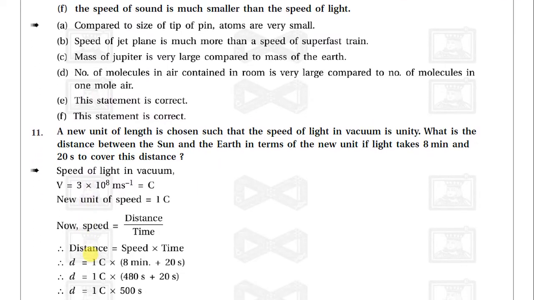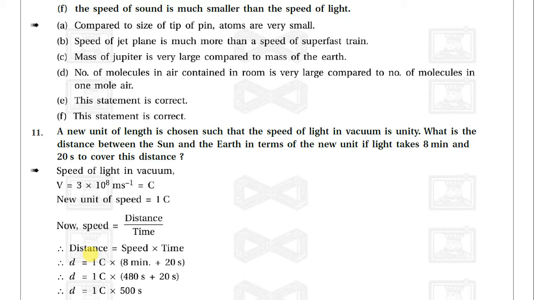See, a new unit of length is chosen so that the speed of light in vacuum is unity. What is the distance between the sun and earth in terms of the new unit if light takes 8 minutes and 20 seconds to cover the distance? So the speed of light in vacuum, v, is equal to 3 into 10 raised to 8 meter per second. It is equal to c.